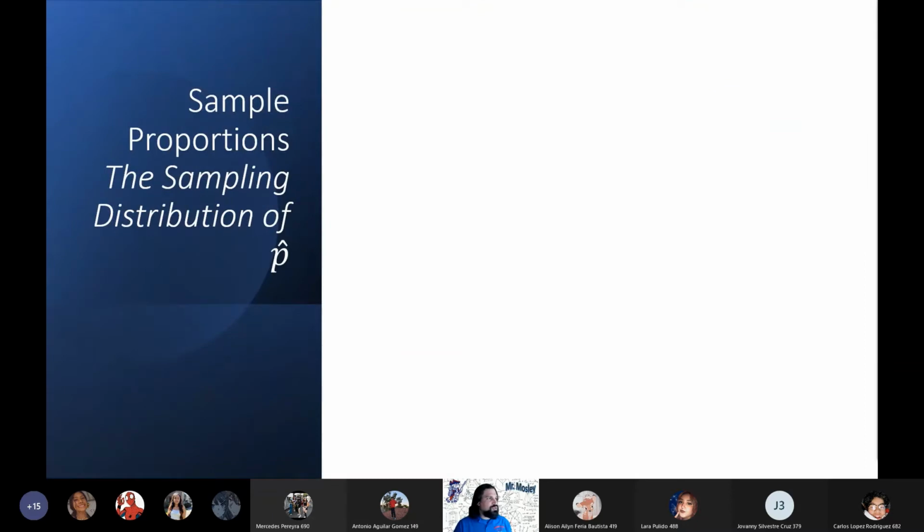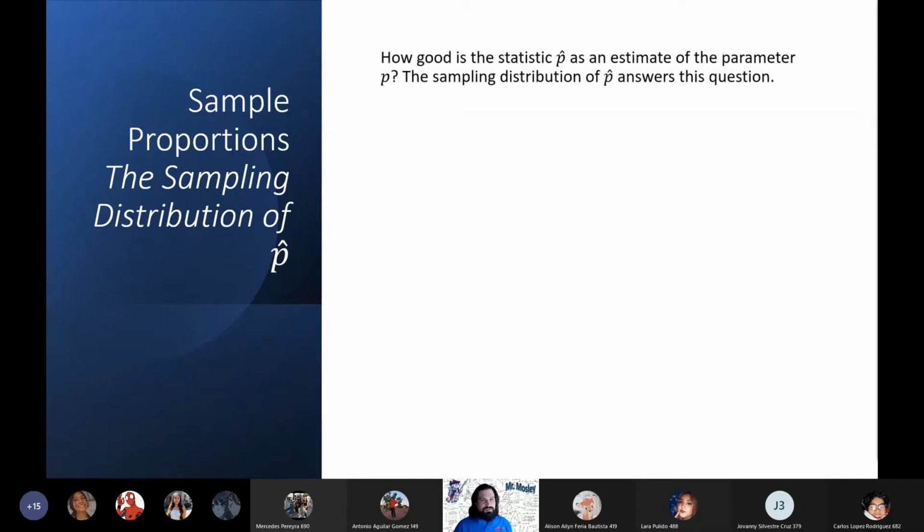So, sample proportions, the sampling distribution of p hat. We're starting with sample proportions. That's the first half of this lesson. How good is the statistic p hat as an estimate of the parameter P? The sampling distribution of p hat answers this question. Remember we talked in our previous lesson that we want an unbiased estimator.